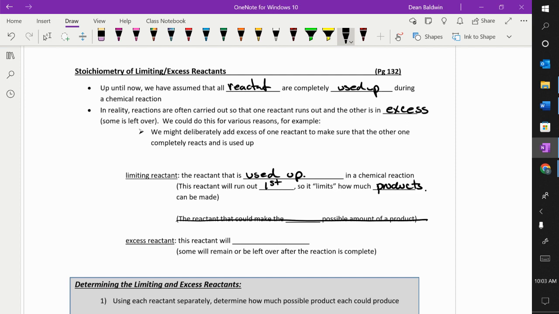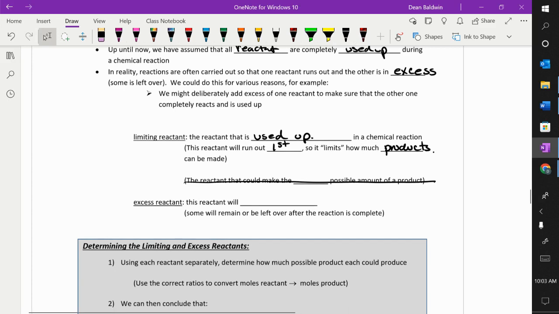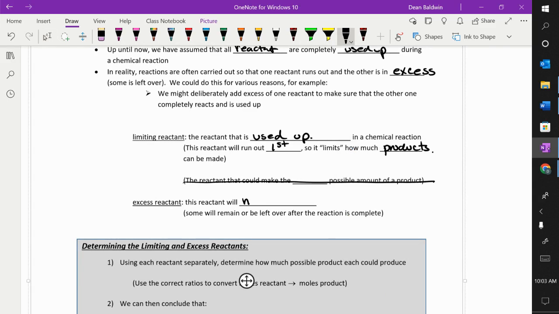You just cross that out. The excess reactant means it doesn't run out. We say that there's leftover. Part of that is leftover from the reaction.